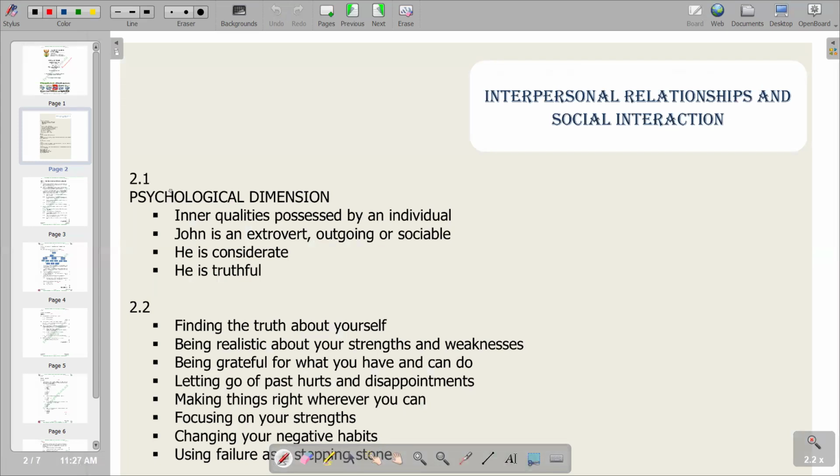And then in terms of discussing the psychological dimension, these are inner qualities possessed by individuals. John is an extrovert, according to the evidence that we have gone through. John is an extrovert, or we can rather call him outgoing or sociable. He is also considerate and also truthful. So those are the points that we have for the first part.